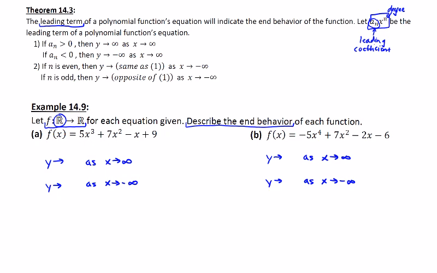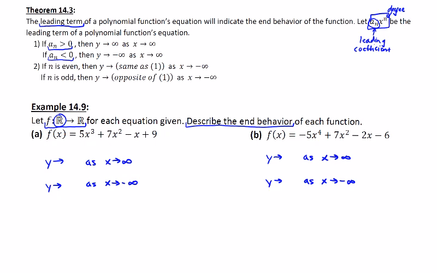So take a look at statement number 1. It says if a_n, now remember a_n is your leading coefficient, so if the leading coefficient is greater than 0, then your y value is going to approach infinity as x approaches infinity. But if your leading coefficient is less than 0, then your y value is going to approach negative infinity as x approaches infinity. Now, your leading coefficient cannot be greater than 0 and less than 0 at the same time. It will fit into one of those two categories.